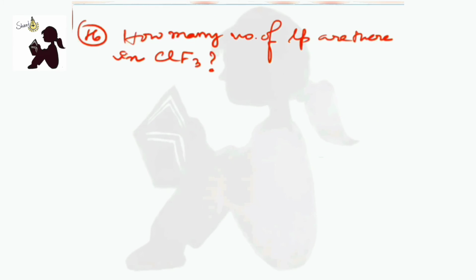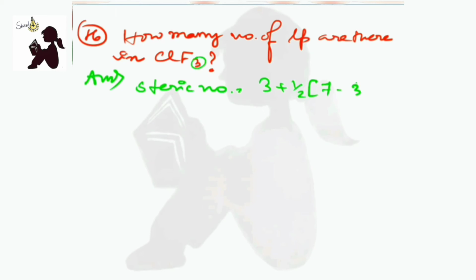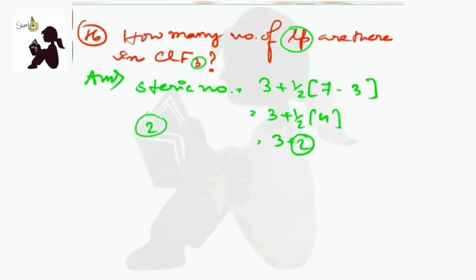Let's see the 16th question. So they said, how many lone pairs are present in ClF3? For that we have to know the steric number. So what will that be? That is 3 plus half into, that is 3 surrounding atoms, half into 7 minus 3 here, 4. So it will be 3 plus 2. So 2 is our number of lone pairs here. So the answer will be 2.